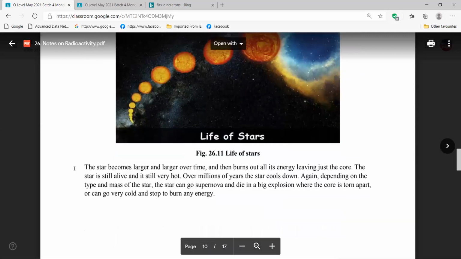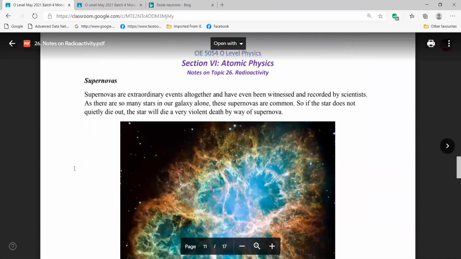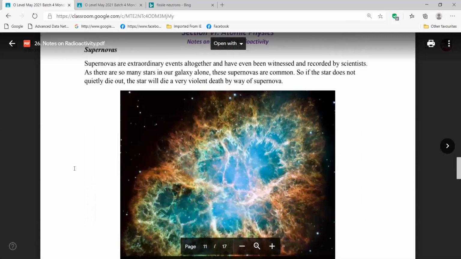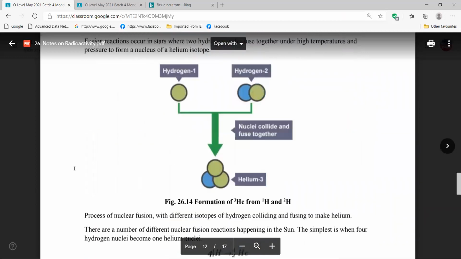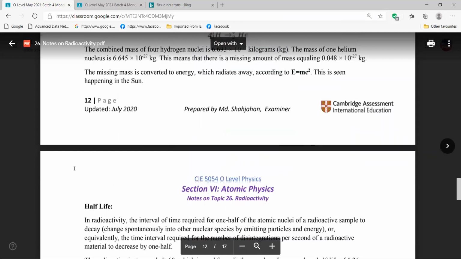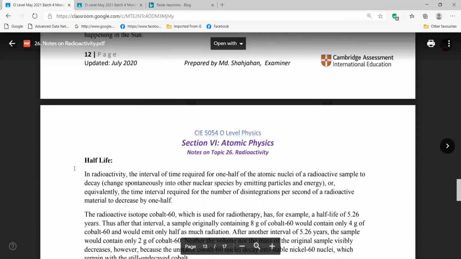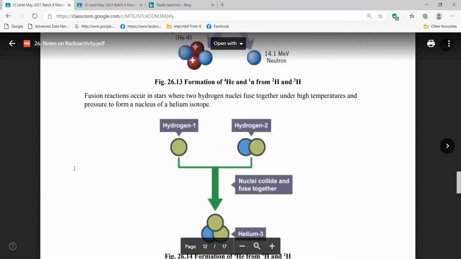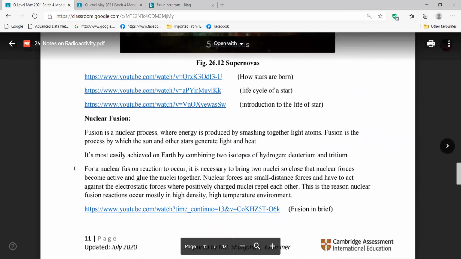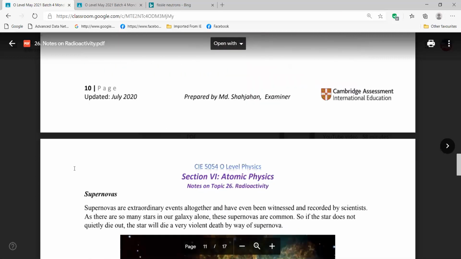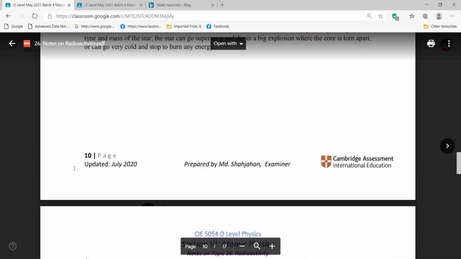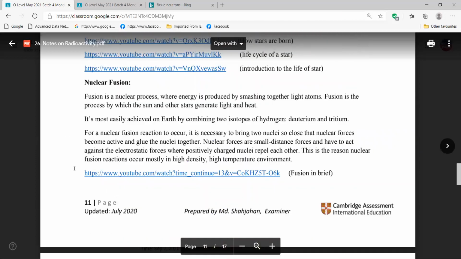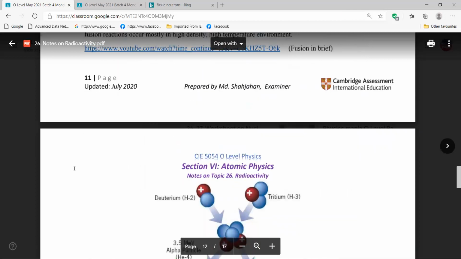Yes, sir. Okay, so I had planned today to go at least through fusion, to complete fusion before half life, but we couldn't do it. We have a little bit left. We have here life cycle, then supernova, then nuclear fusion.